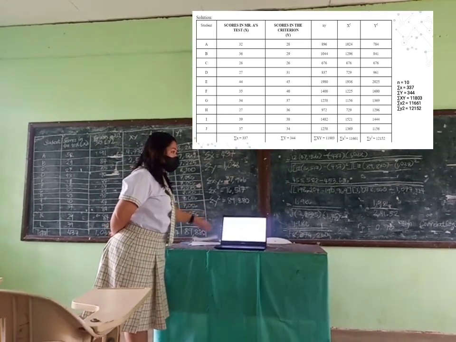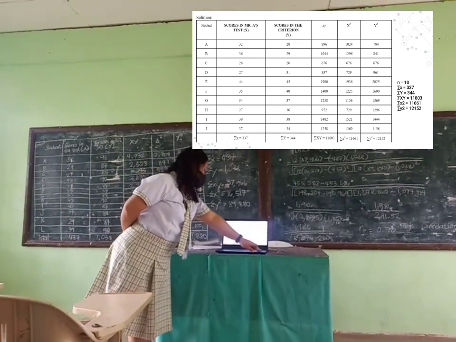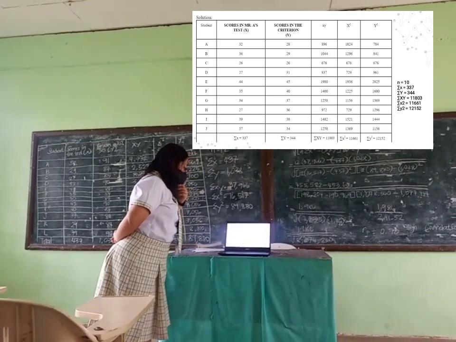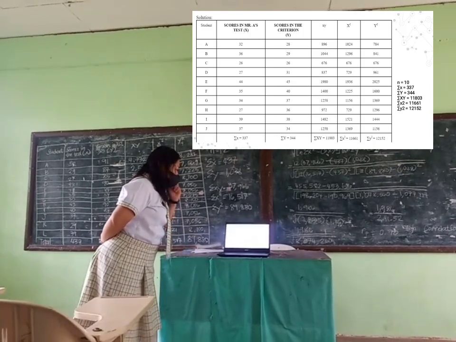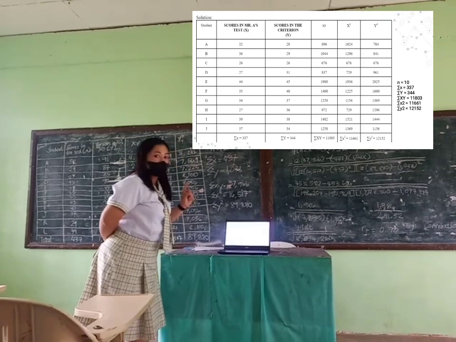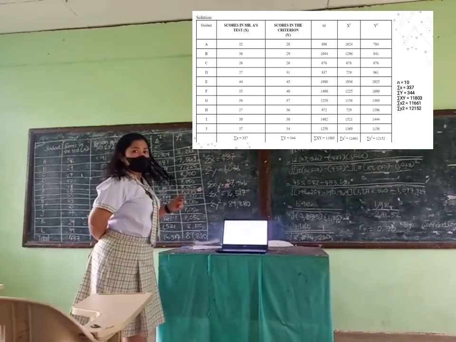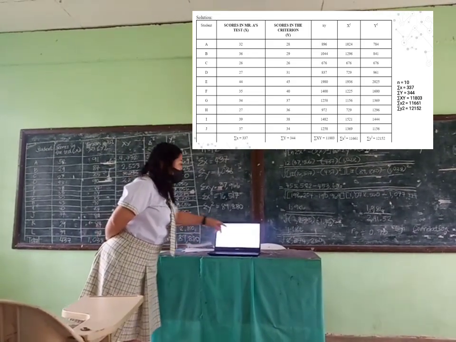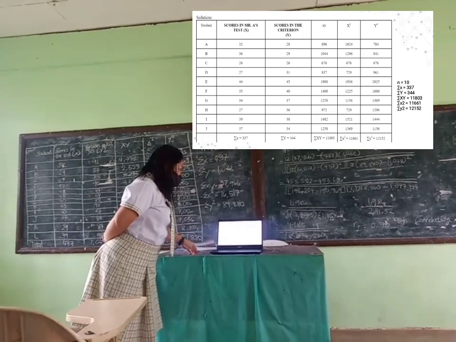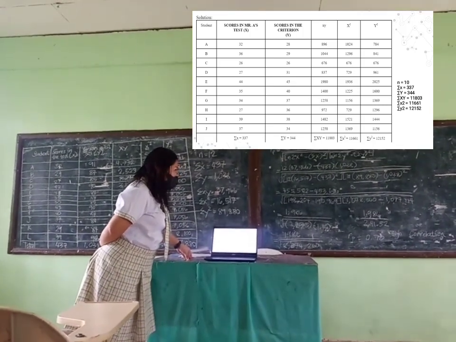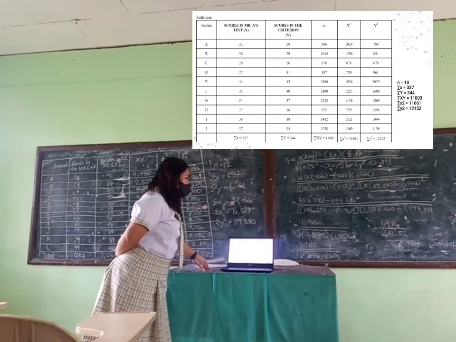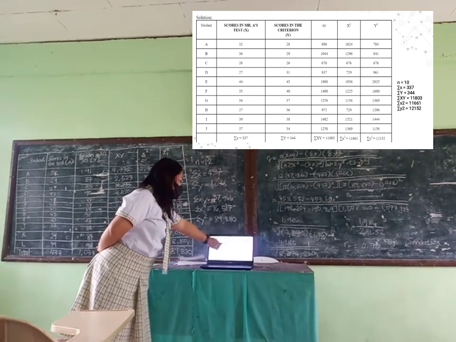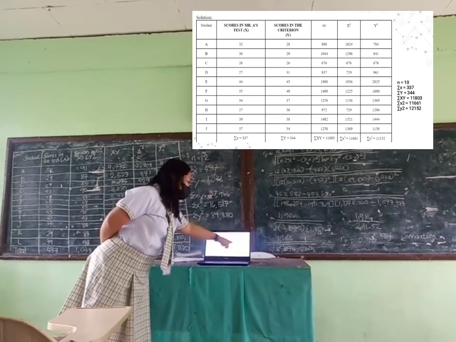The solution of Mr. A's concurrent validity. The value of X is 32 and the value of Y is 28. So 32 times 28 is a total of 896. The X squared of 32 is 1,024. Y squared, since the value of Y is 28, is 784.